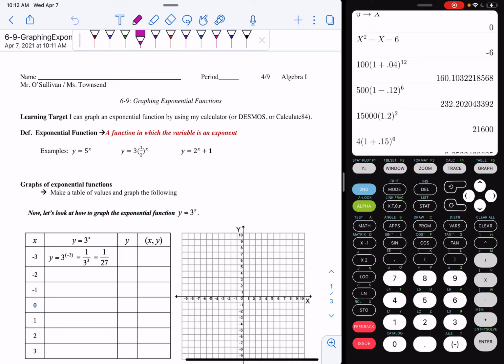So today we are going to go over how to graph the exponential function. This is the newest function we learned about this unit. And today's learning target is I can graph an exponential function by using my calculator or Desmos or Calculate 84.